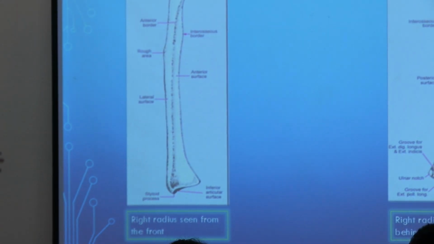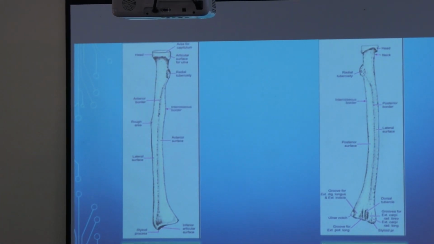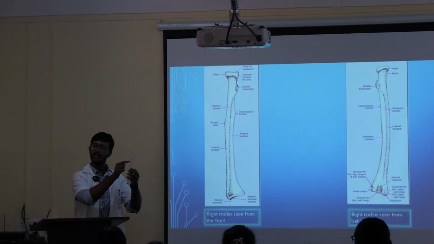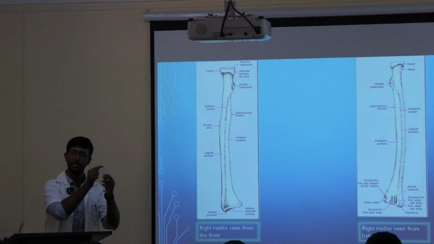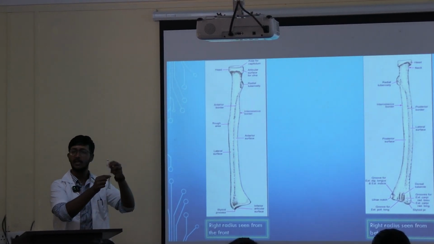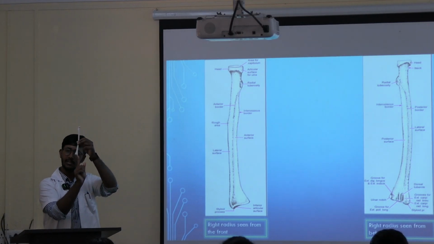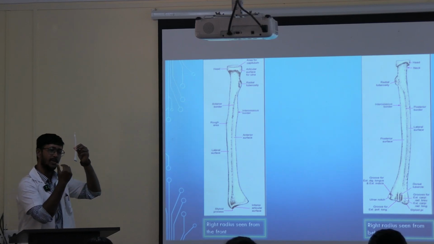So as I have told, it is a long bone of the forearm present laterally. See, this is the front side of the radius. This is right radius. How to know this is right radius? For this, you need to pick up the bone. This is radial tuberosity. This projection is radial tuberosity. This should always face medially. Okay. And this tip is the styloid process. This should always be present laterally.